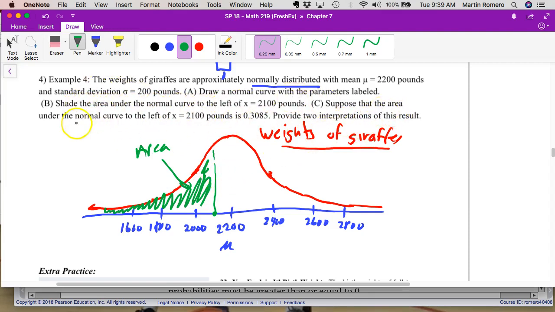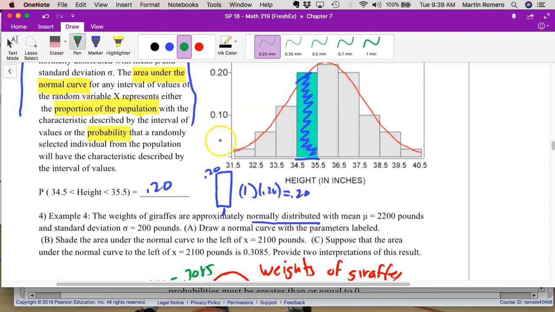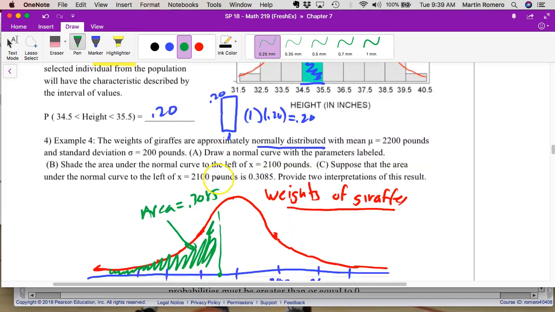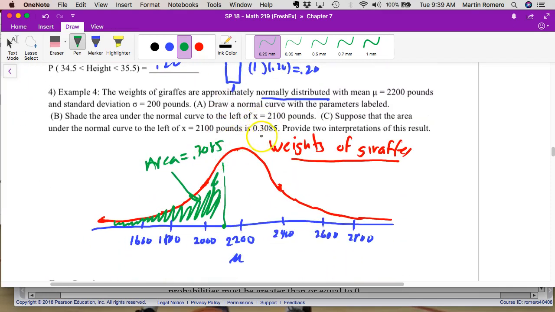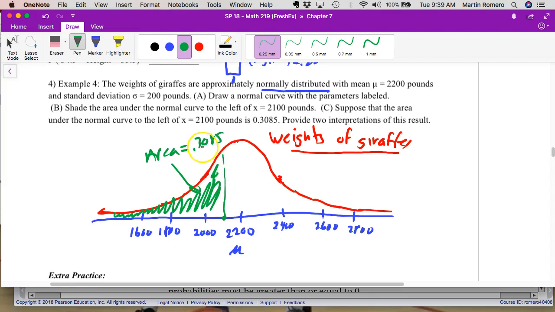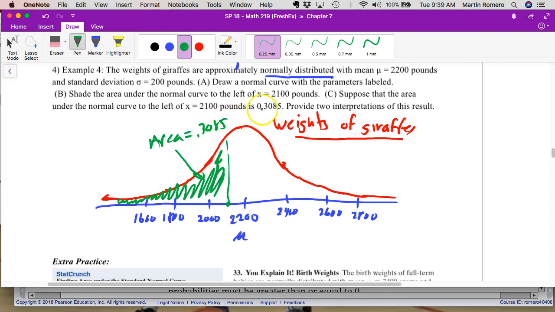Suppose the area under the normal curve to the left is 0.3085. Let's say we calculated that. Remember, there are no rectangles here, so we can't do these calculations. We have to use technology. In this case, it's given to us. What does this number mean? Pause, think about it. What does this number mean right there?